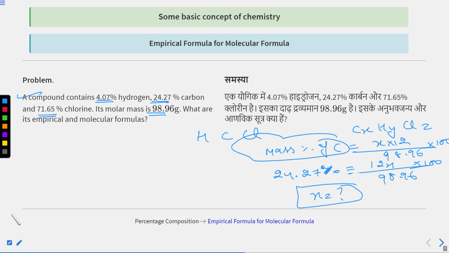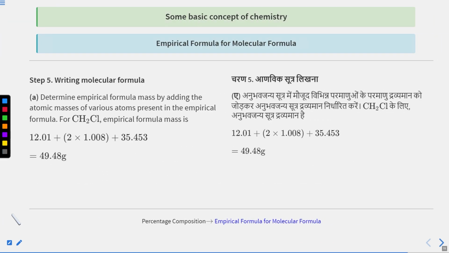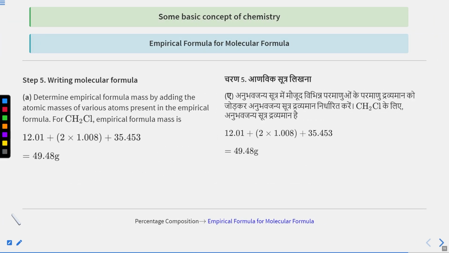in which the compound contains 4.07% hydrogen, 24.27% carbon, and 71.65% chlorine, right? And its molar mass is given, that is 98.96 gram. So what are its molecular and empirical formula? So we have calculated the molecular formula as well as the empirical formula, right?